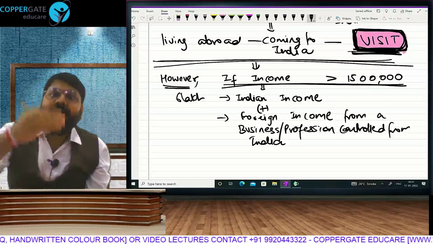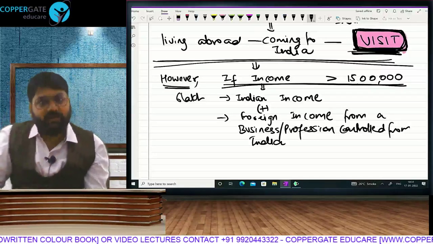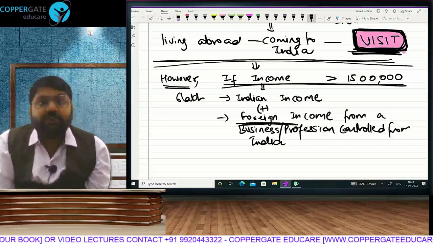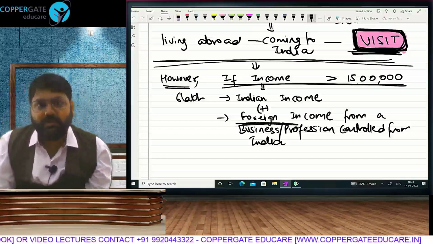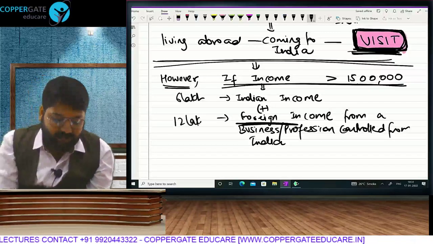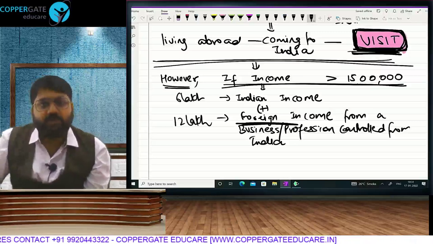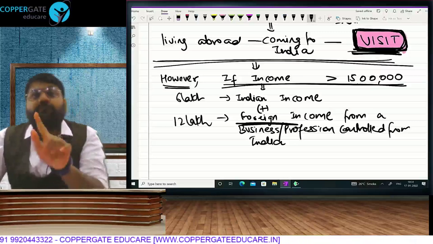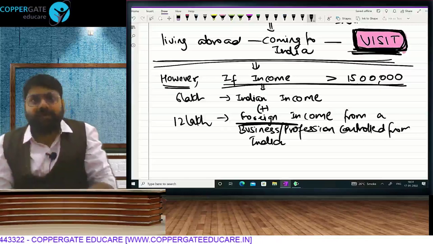And the company has sent her to Dubai to work in the branch office. Means her income is earned outside India. But from where is the business controlled? In India. Say that salary is 12 lakh rupees, 1 lakh per month. So what is the total of Devika? Indian income plus foreign income only if controlled from India.